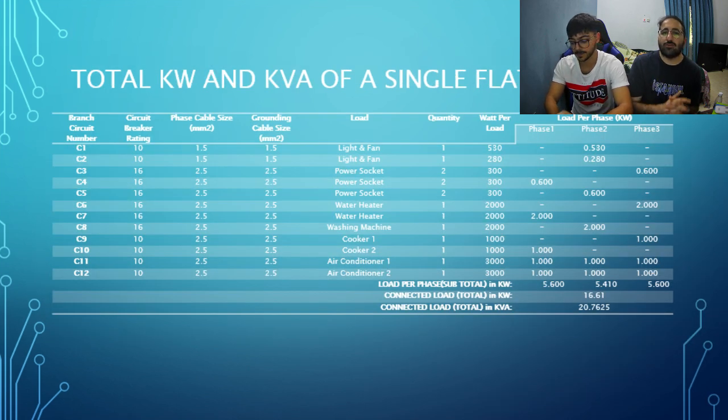So let's go for the total kW and the kVA of a single flat. We have the same circuit branch from number 1 to number 12, and the rating, the cable size, and the load as the table shown before, and the quantity. And also we have the watt per load, each load, and how much is the power of it. There are also three phases for this one: phase 1, phase 2, and phase 3.